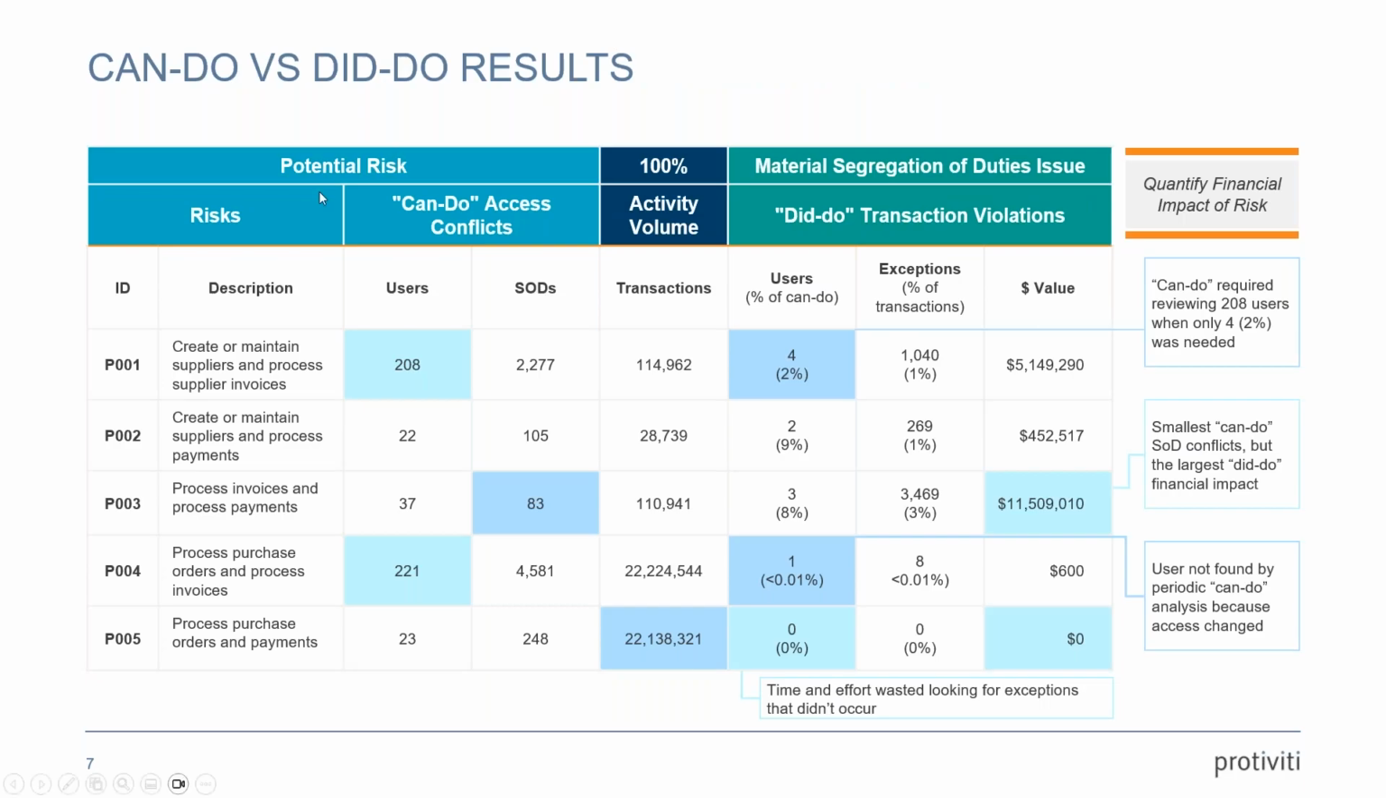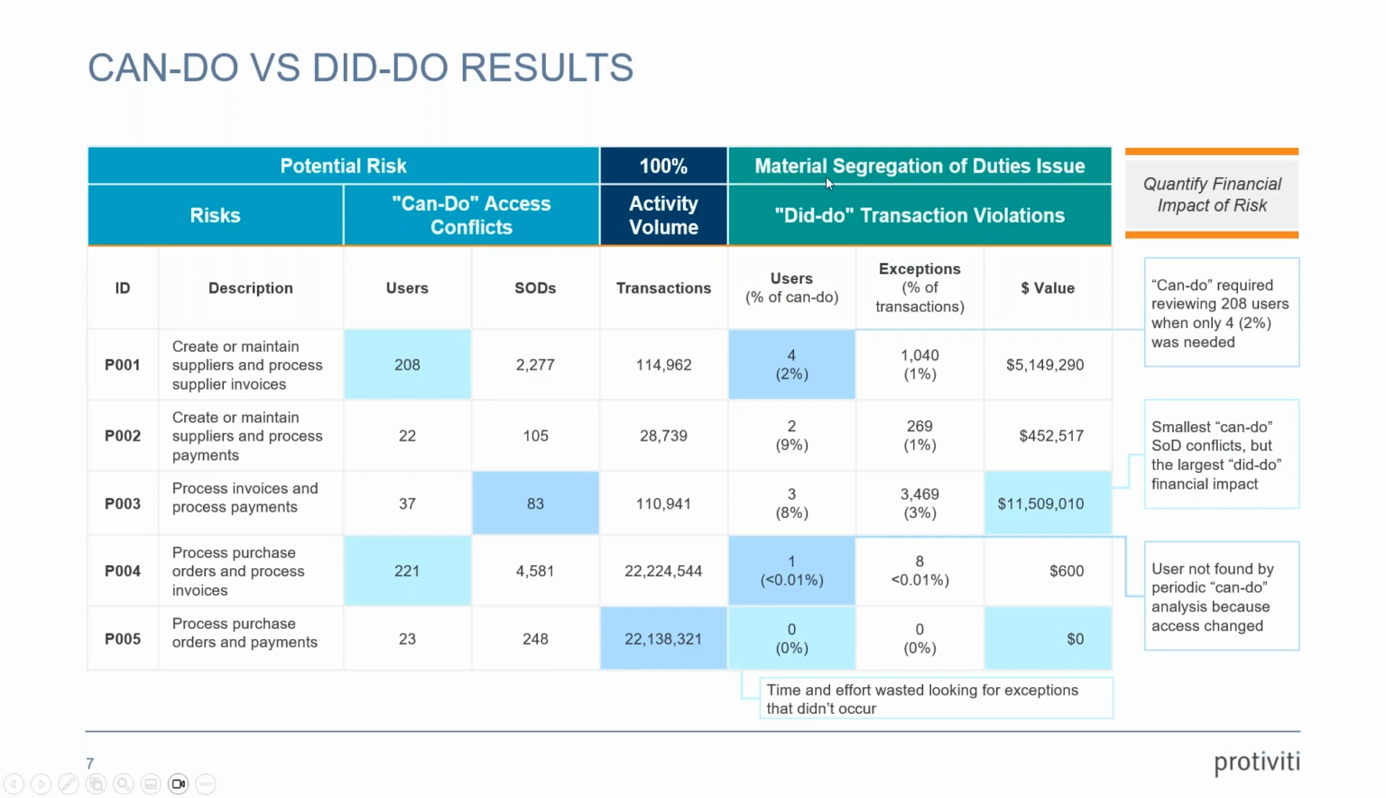The potential risk is what you identify in access control. How many users can create a vendor and process vendor invoices? How many users can create purchase orders and process payments? That is all of what users can do. Who can do these activities in and across the business applications that I'm monitoring for segregation of duties?